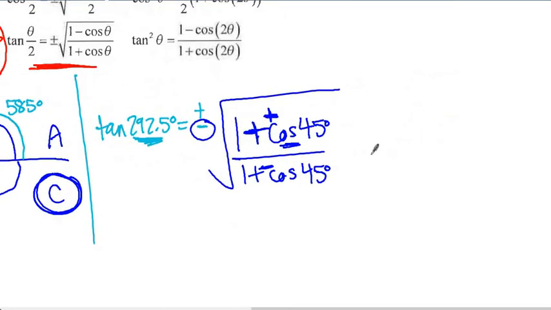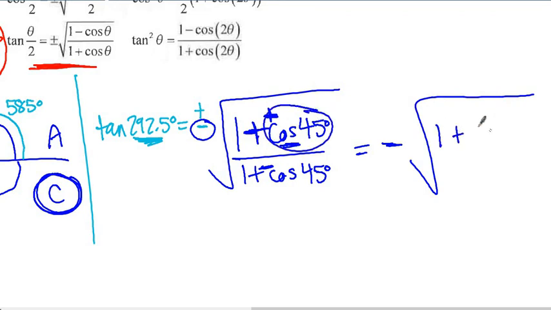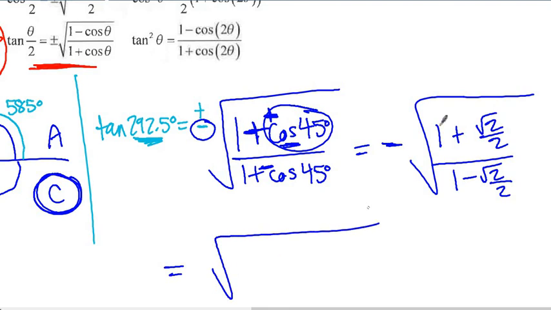So let's just clean this up a little bit. We have a negative square root of 1 plus cosine of 45, which is root 2 over 2, and then on the bottom 1 minus root 2 over 2. And we can keep simplifying this. This is the same thing as 2 over 2, and it's the same thing as 2 over 2 down there. So we're going to have this, let me make a big fraction bar so you can see it.